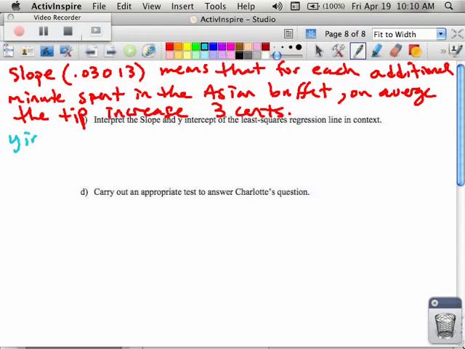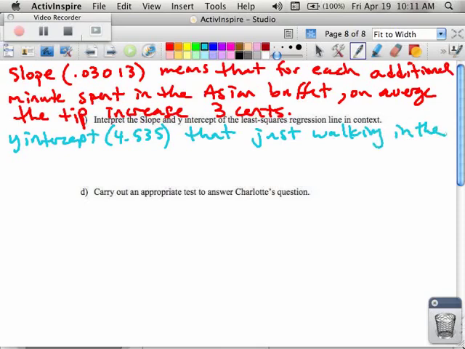The y-intercept, which was 4.535, means that just walking in the buffet guarantees a $4.54 tip.